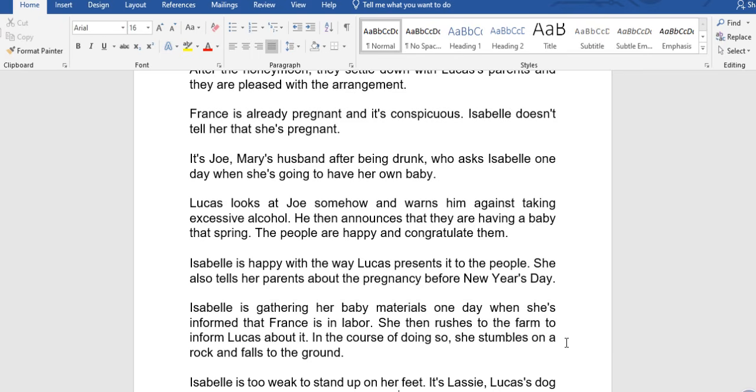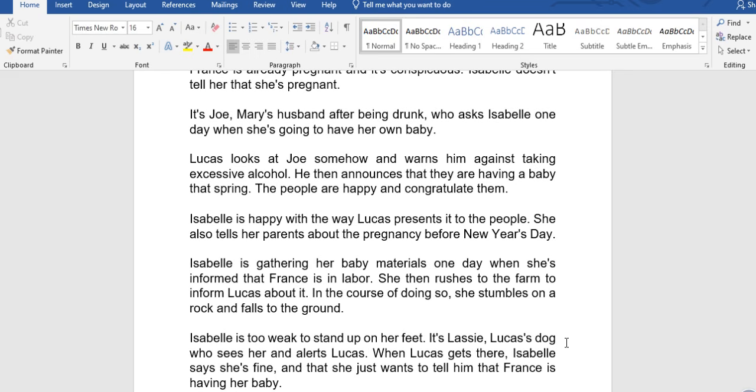Lucas looks at Joe and warns him against taking excessive alcohol. He then announces that they are having a baby that spring. The people are happy and congratulate them. Isabel is happy with the way Lucas presents it to the people. She also tells her parents about the pregnancy before New Year's Day.